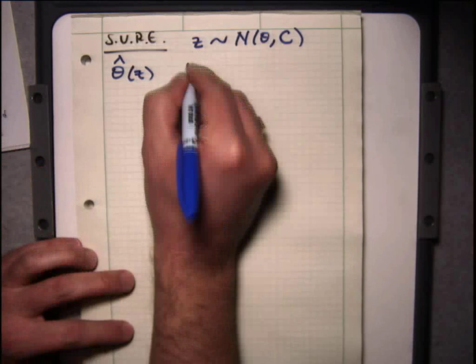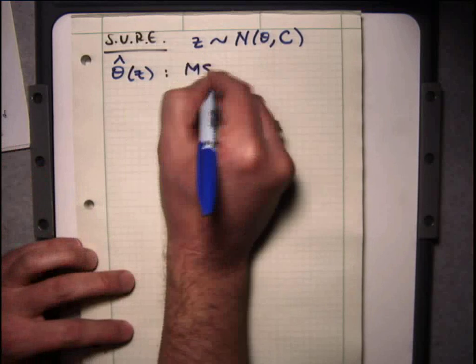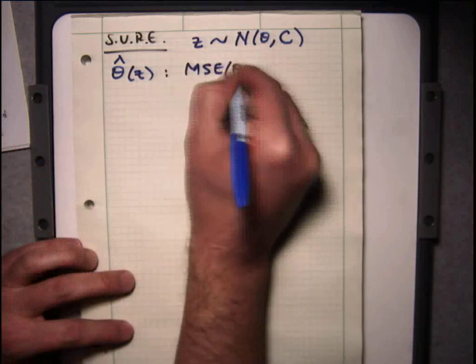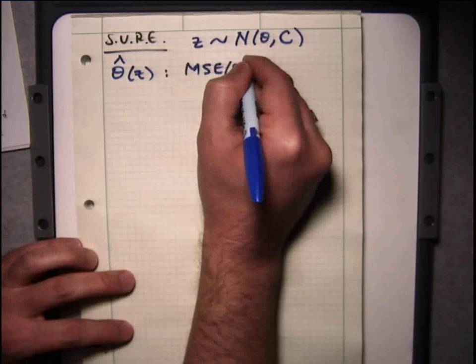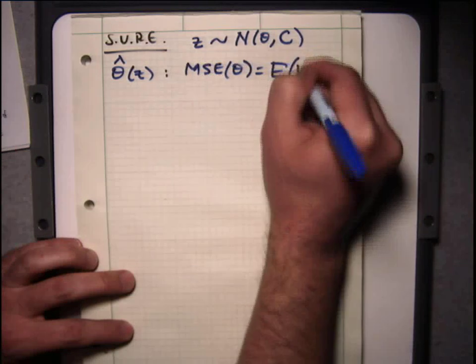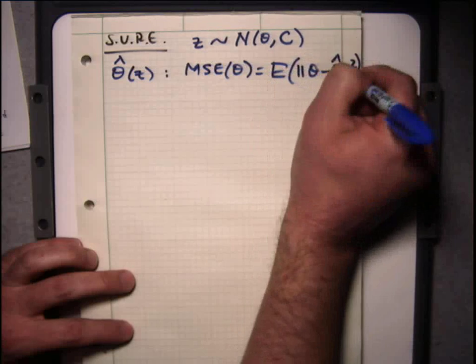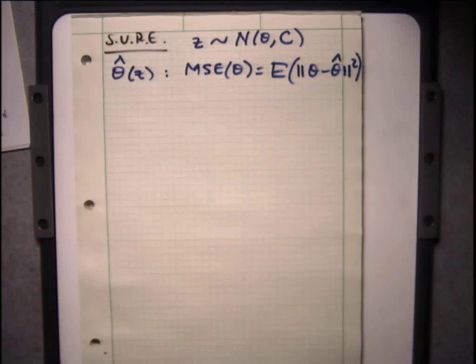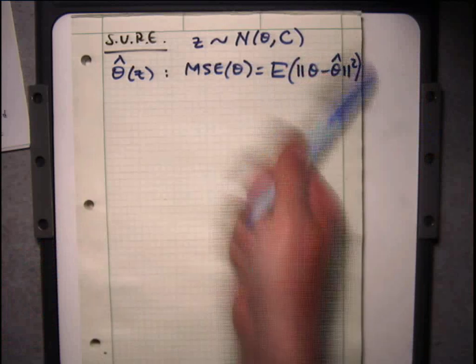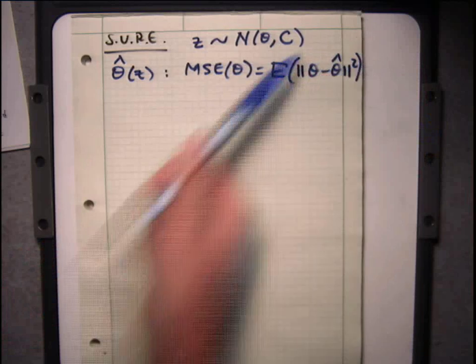And what we want is to estimate the mean squared error for this theta, which is this expected value of the norm of theta minus theta hat squared. Okay? So this is what we want to get a handle on. See how we calculate it.